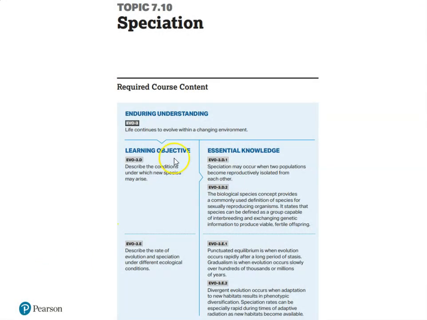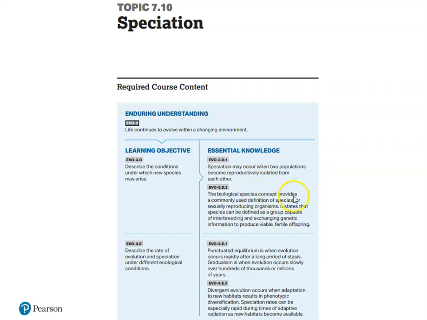All right, so this is speciation. What we're going to be doing today is: life continues to evolve within a changing environment. Describe the conditions under which new species may arise. In order for evolution to be true, we have to have new species come into play. We have to have new species that only mate with each other and produce viable offspring with each other, and diverge so much they stop mating with their original population. Speciation may occur when two populations become reproductively isolated.